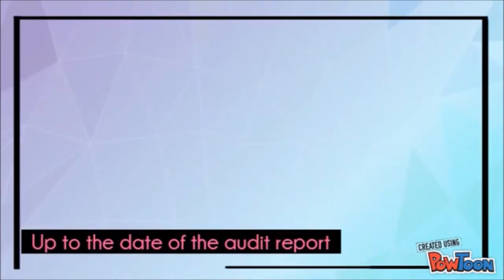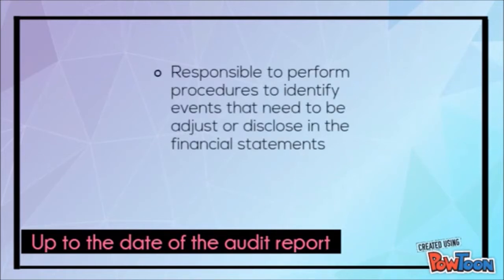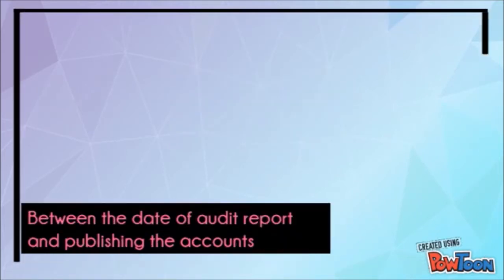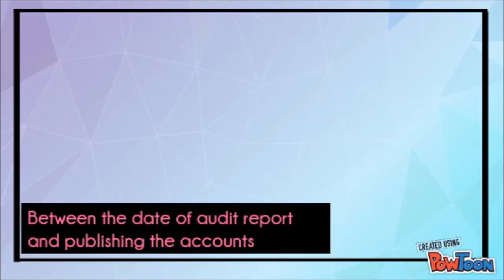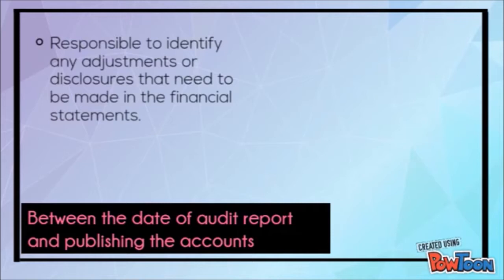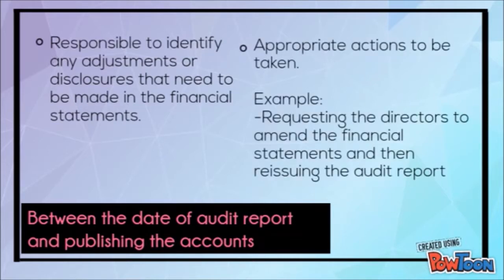Up to the date of the audit report is where the auditor have the responsibilities to perform procedures to identify events that need to be adjusted or disclosed in the financial statements. While the period between the date of the audit report and publishing the accounts is where the auditor is responsible to identify any adjustments or disclosures that need to be made in the financial statements. After identifying such events, the auditor need to take appropriate action. Example of action that can be taken can be in the form of requesting the directors to amend the financial statements and then reissuing the audit report.